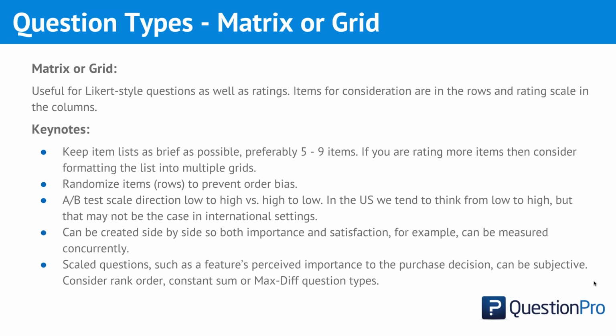Matrix or grid questions can be created side by side. So if you're assessing both importance and satisfaction, you can do those concurrently. Now, scale questions, and I want you guys to think about this, can be such as, what's this feature's importance to your purchase decision? They can be subjective. More often than not, I have seen cases of respondents that say everything is very important. And what that does to you as the researcher and as the analyst, it really ties your hands in your ability to determine which of those features truly is the most important. So if you're going out into the field and that is one of your major research questions, then I would suggest considering rank order, constant sum, or even something like max diff to minimize that subjective bias.